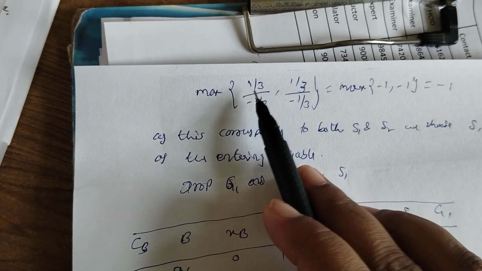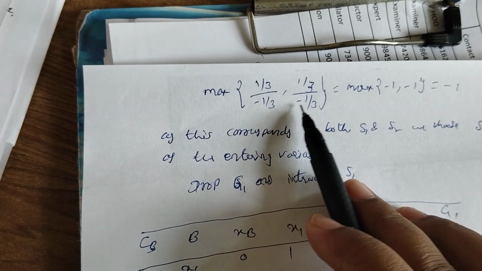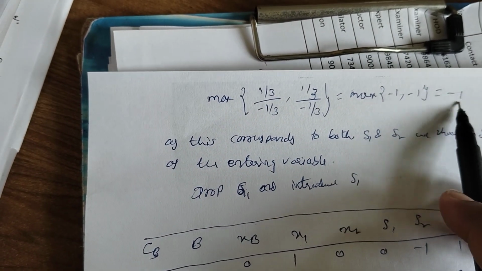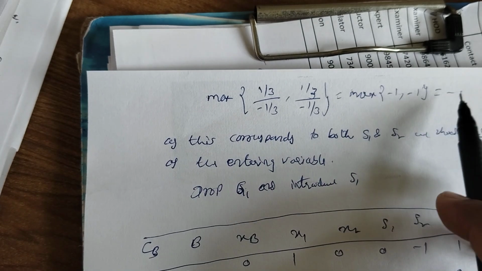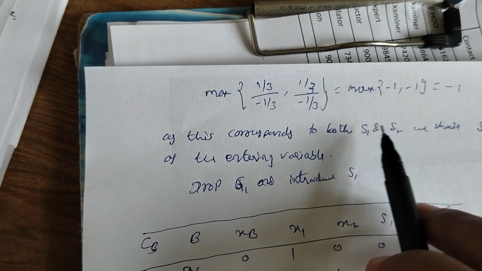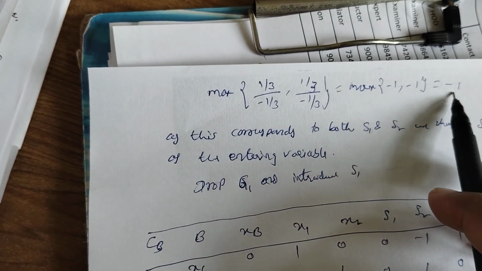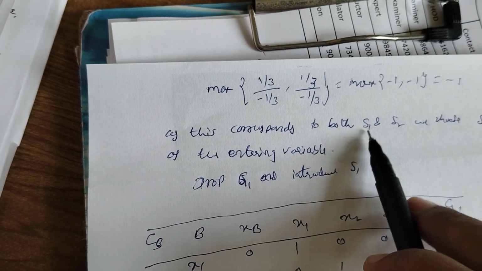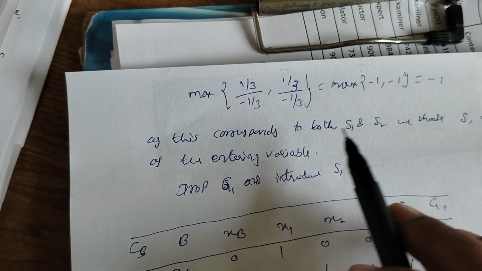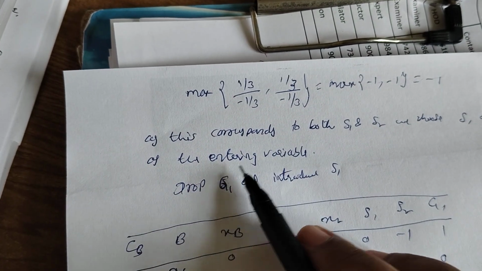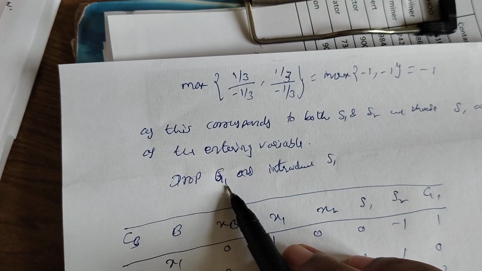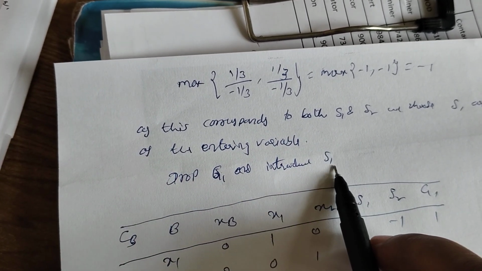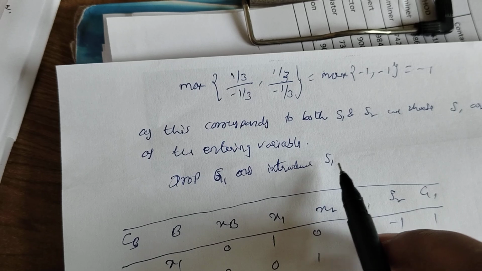The zj minus cj values are 1 by 3 and 1 by 3. The aik values are minus 1 by 3, minus 1 by 3. So we will get the maximum value as minus 1. The maximum value occurs at two positions, x1 as well as s2. So two values obtain the same value. Arbitrarily you can go for any one value and consider it as the entering variable. So drop g1 and introduce s1. So g1 becomes the leaving variable and s1 becomes the entering variable for the next table.